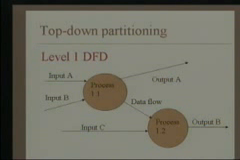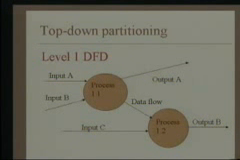Now, process 1.1 can be broken down again into further levels, maybe 2 or more, or any number. Then process 1.2 can again be broken down. So this process will continue. It is an iterative process. Now, where do you stop? That is a tricky question.